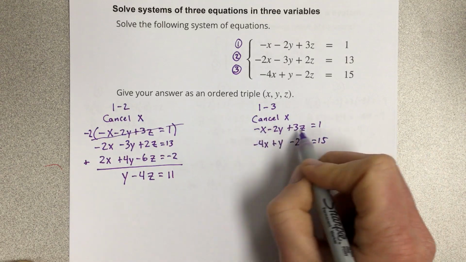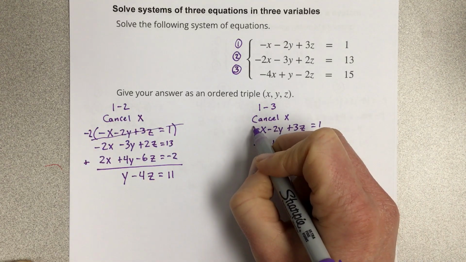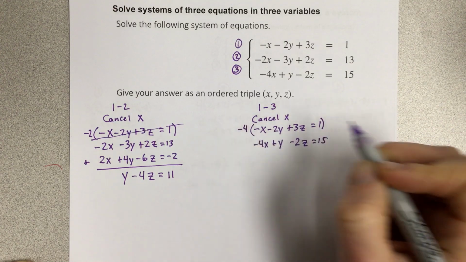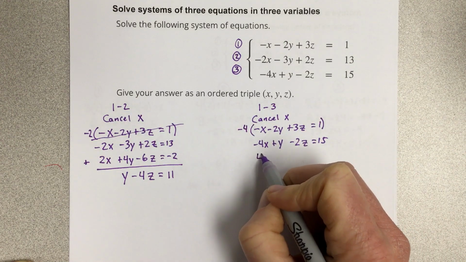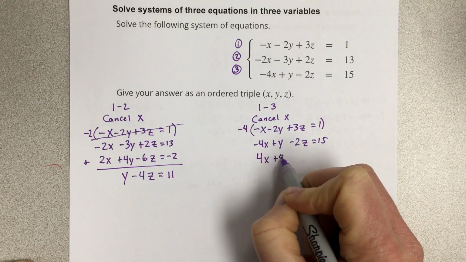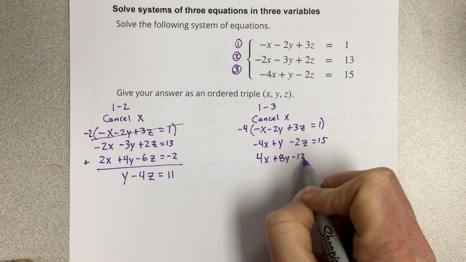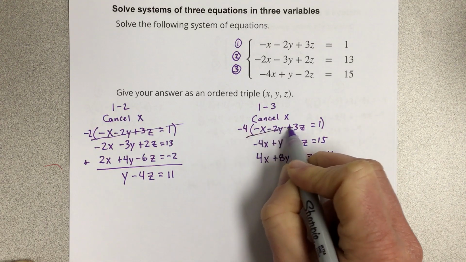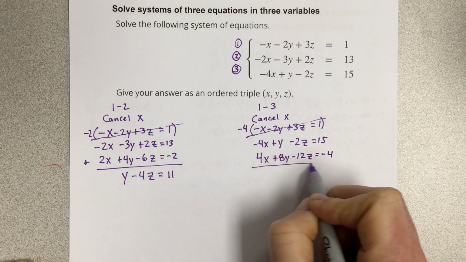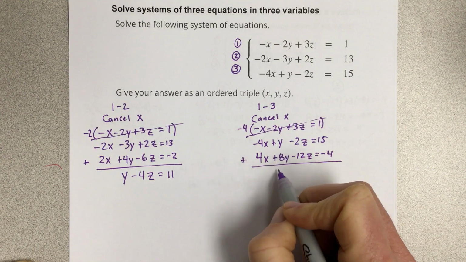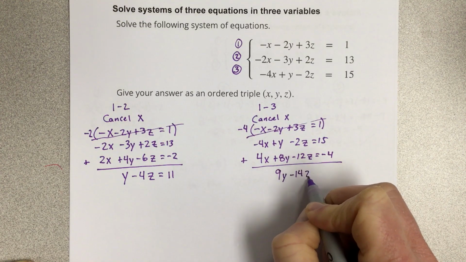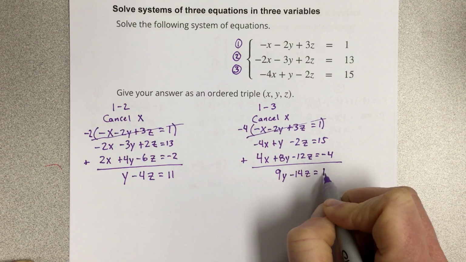Now I'll do the same thing here, canceling the x. I'm going to multiply the top equation by negative 4, so I get opposite signs. That's 4x plus 8y minus 12z equals negative 4. And then I'll lightly cross it out. Add those together, you get 9y minus 14z equals 11.